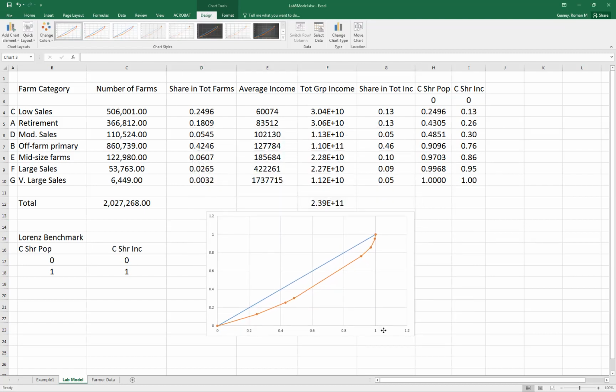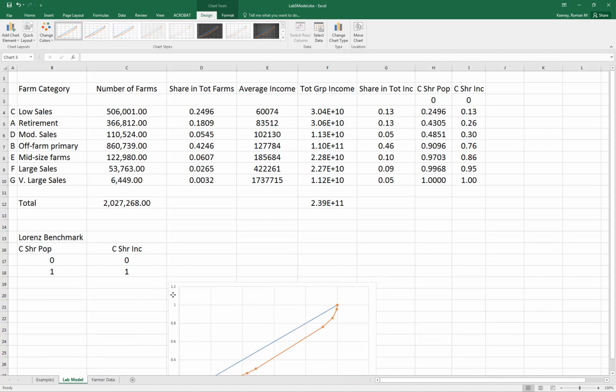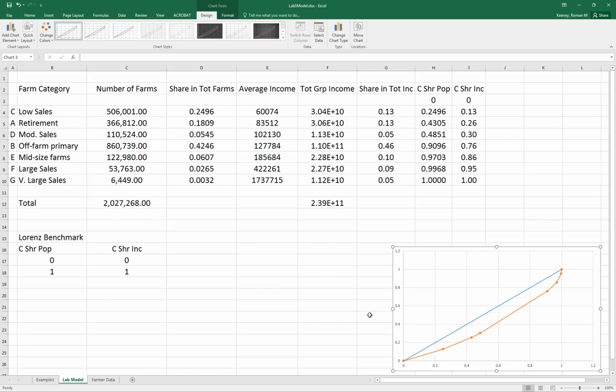Okay, so this is our Lorenz picture of what's going on. We have the blue benchmark, and the orange measure that comes from ordering the population, making some assumptions about average income and who's representative, and drawing all this. So now we just need to know, how do the two areas compare? That's why we'll calculate the Gini coefficients of these. I'm going to scoot my graph down here out of the way, or maybe over here, so I can still see it a little bit.